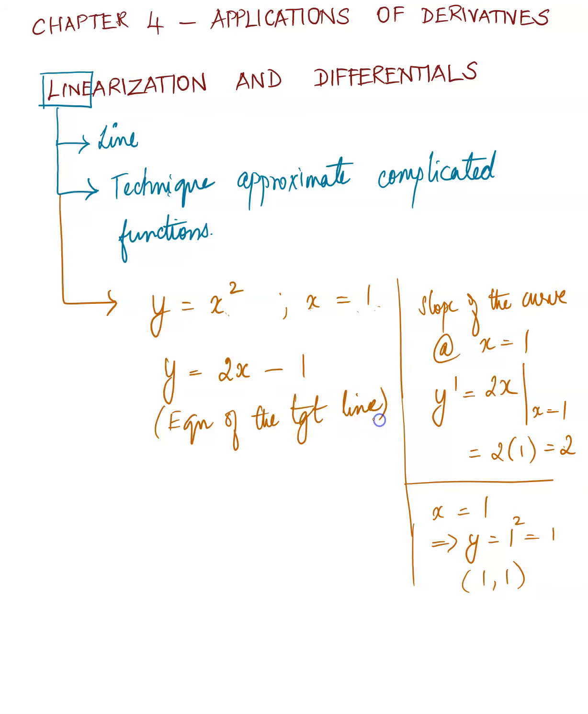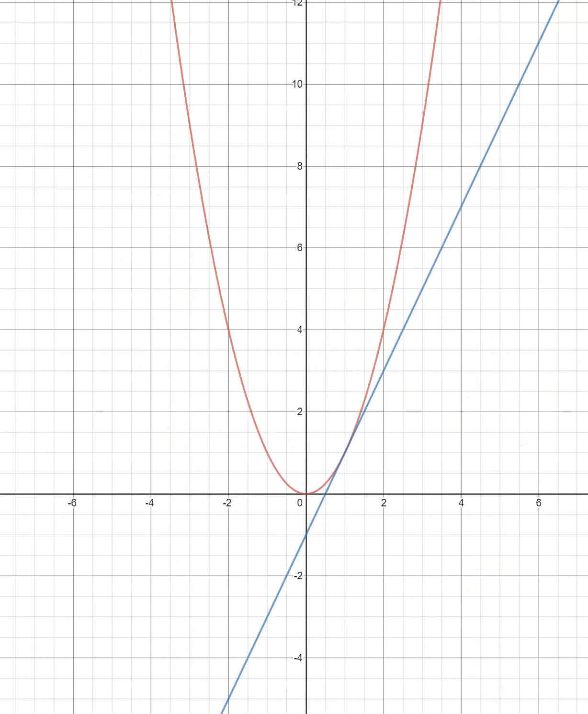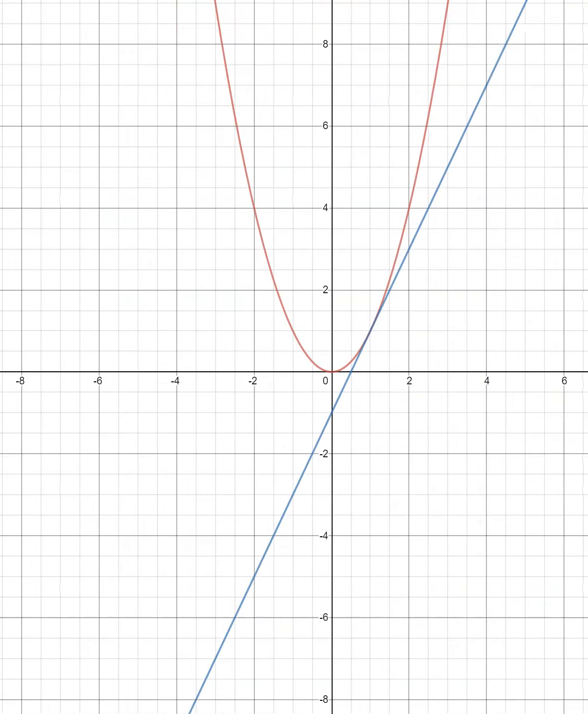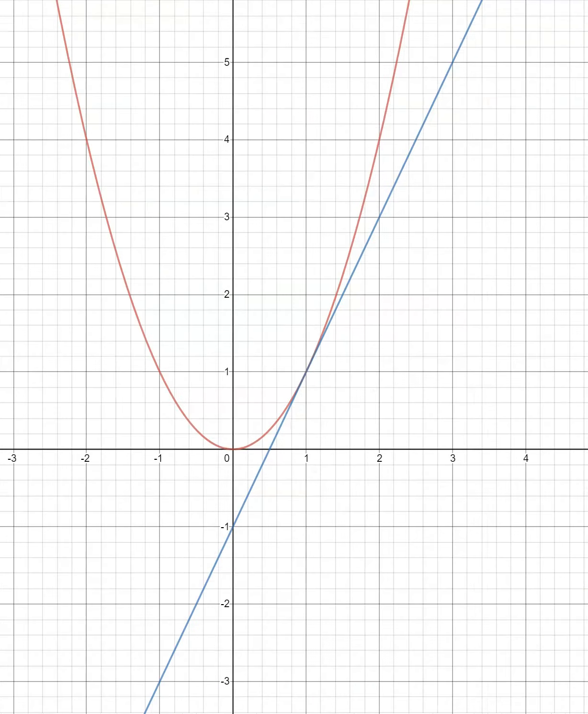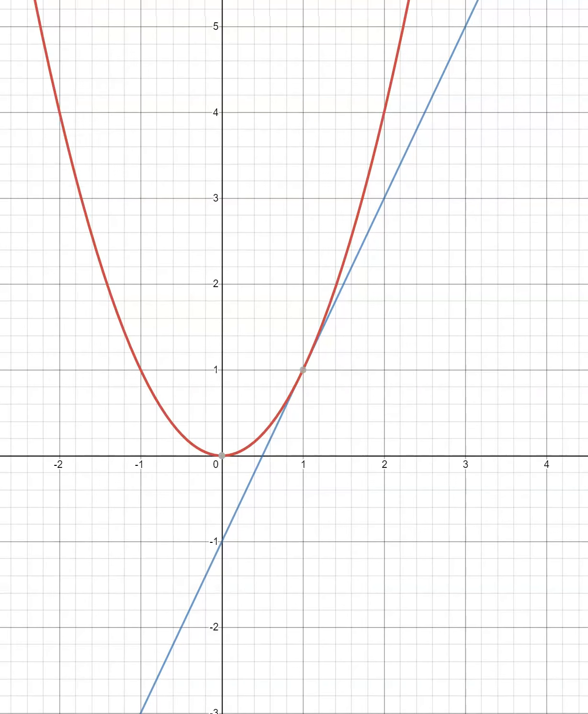TGT is tangent line. And this is how it looks. So the red graph is your parabola, and the blue one is your tangent line. So let's get closer. That's a tangent line that passes through the point 1 comma 1, because that was our focus. So we were focusing on x equals 1. The corresponding y coordinate is also 1. Therefore, it's 1 comma 1. And that's the point that's common to both the red graph and the blue line.